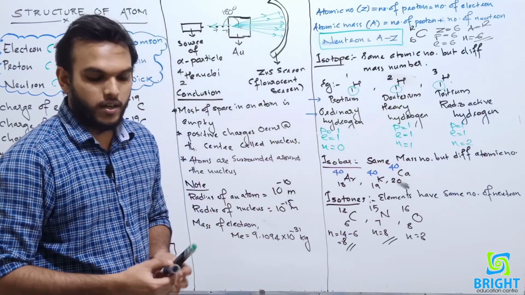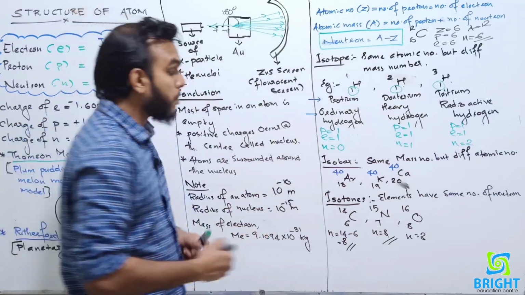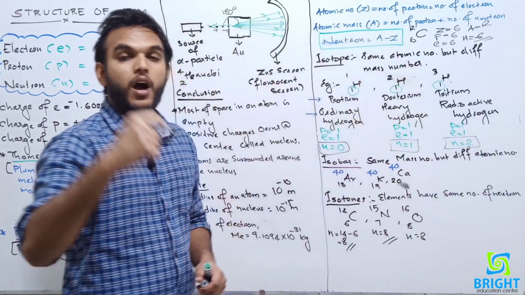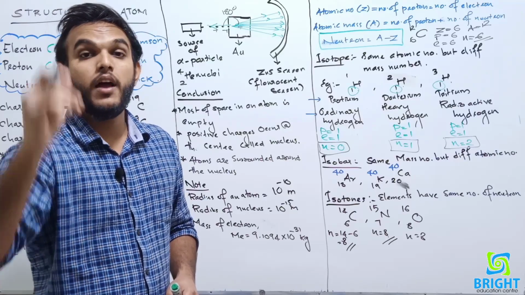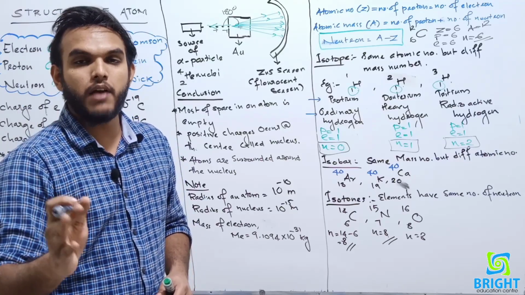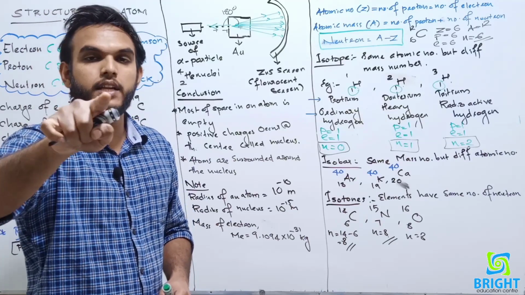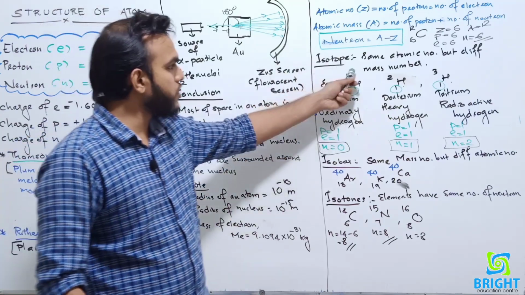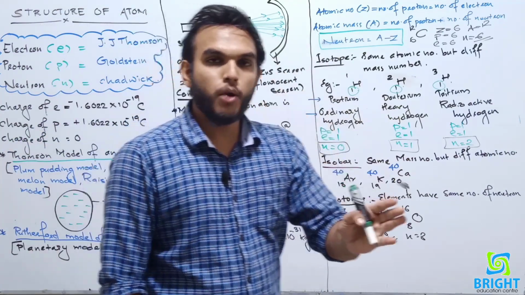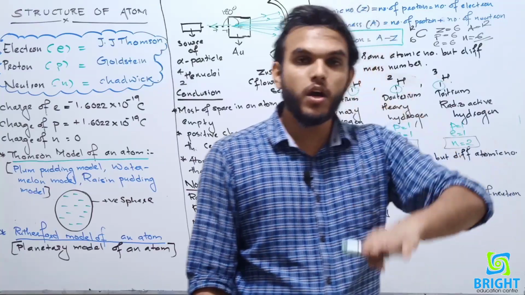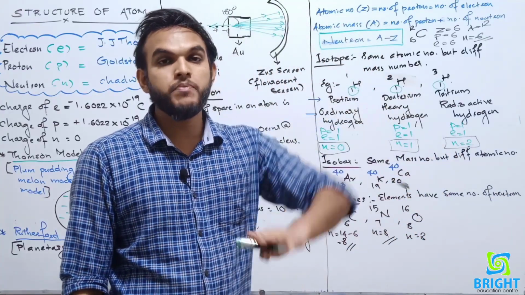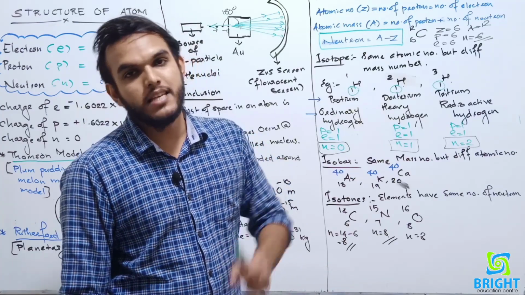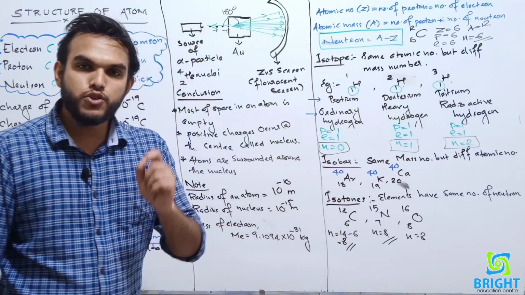The proton and electron are the same, there is no change in the proton and electron, but there is a change in the number of neutrons. That is, the number of neutrons is changing. We can also define isotopes as elements having the same proton and electron but different neutrons. There are two definitions I am saying. The first definition is the same atom having same atomic number but different mass number. We can also conclude that the same element having same proton and electron but different number of neutrons is known as isotope.